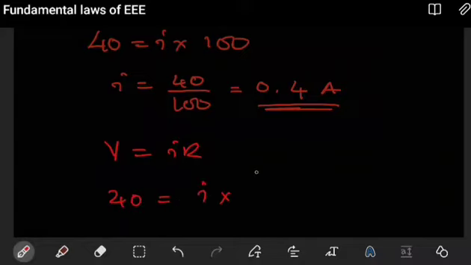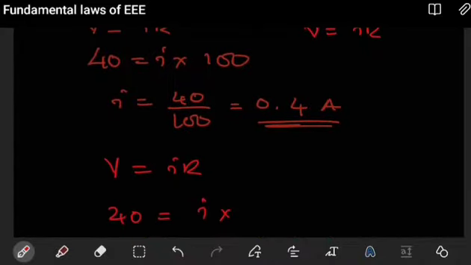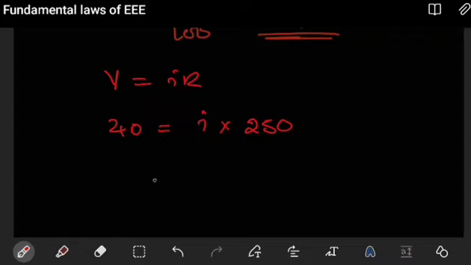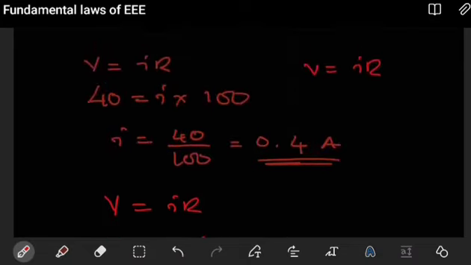The current is what we're looking for. The resistor this time is the 250 ohm resistor. So this is multiplying 250 ohms. When you do the math here, we get I equals 40 divided by 250. The zeros fall off. We now have 4 divided by 25. And this gives us 0.16 amps. So this will be the current in the line when that is our connection.